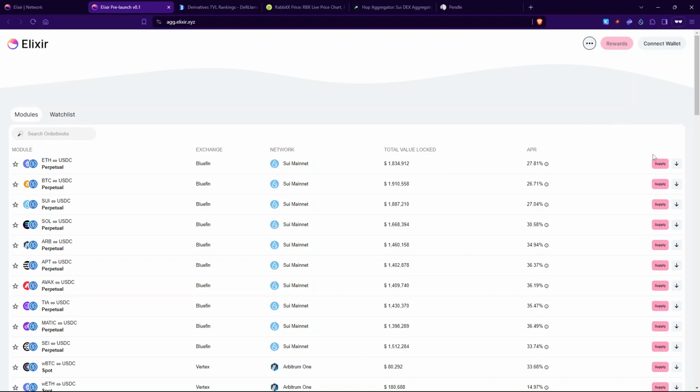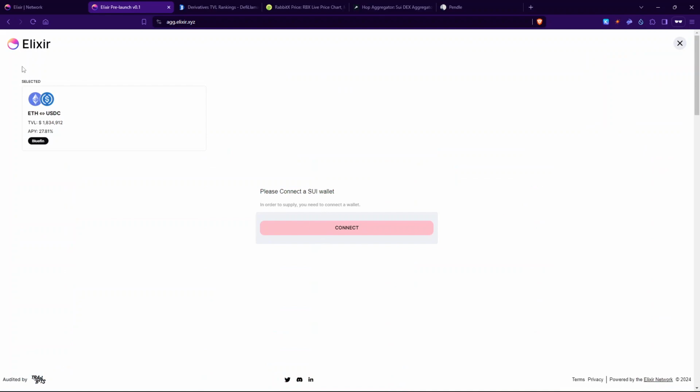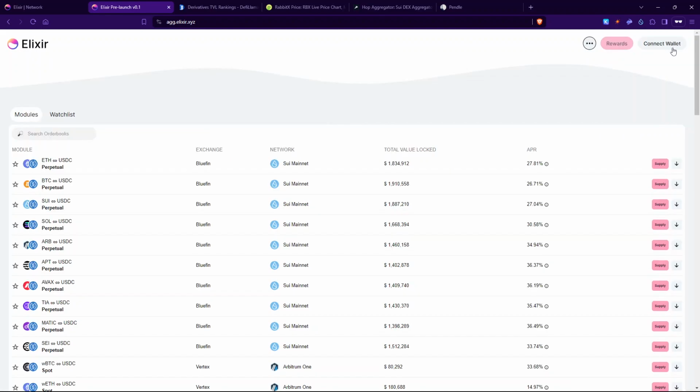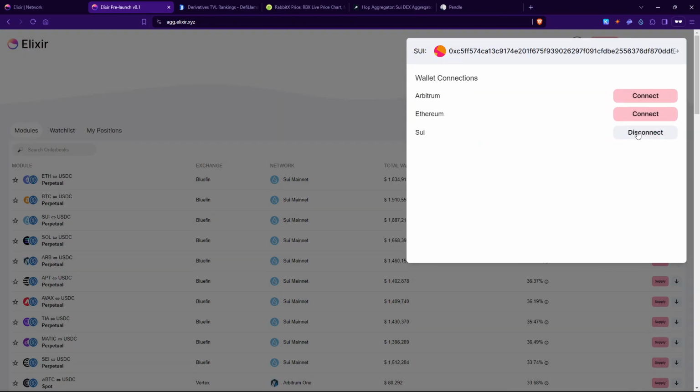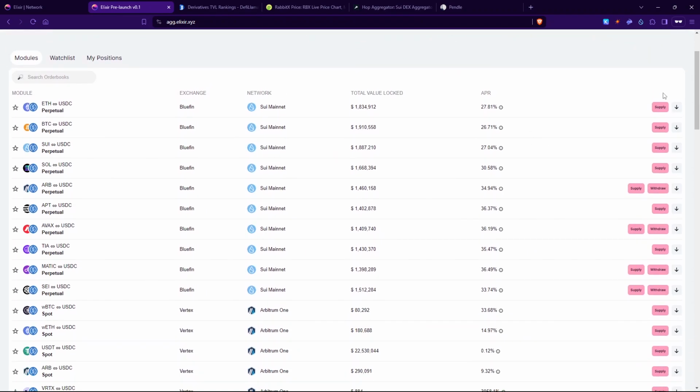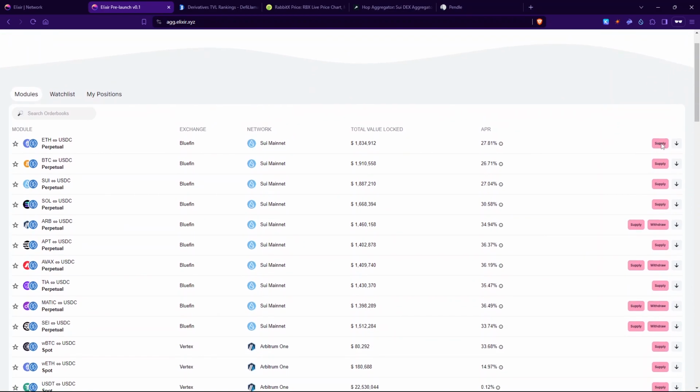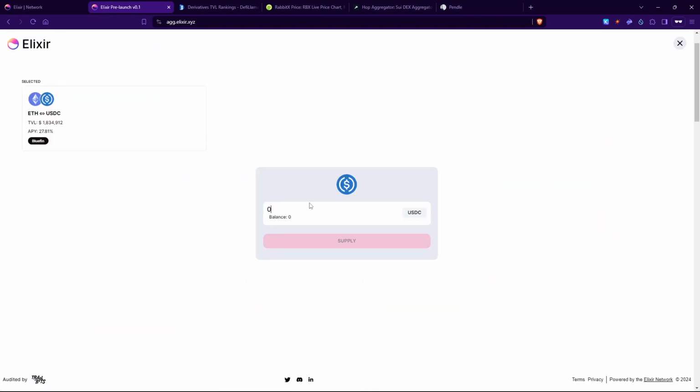How to provide? You just have to click on supply. I need to connect my wallet. So let me connect to my Sui wallet. Okay, once I've connected to my Sui wallet, I can supply. If I have USDC on my Sui wallet, then I can just click on 100 USDC and supply it to that pool.